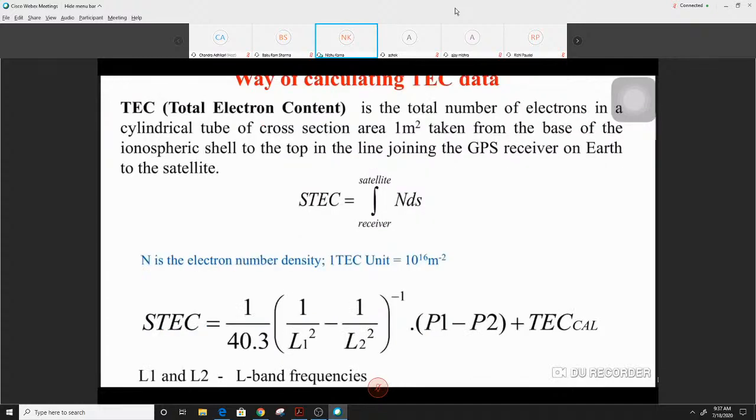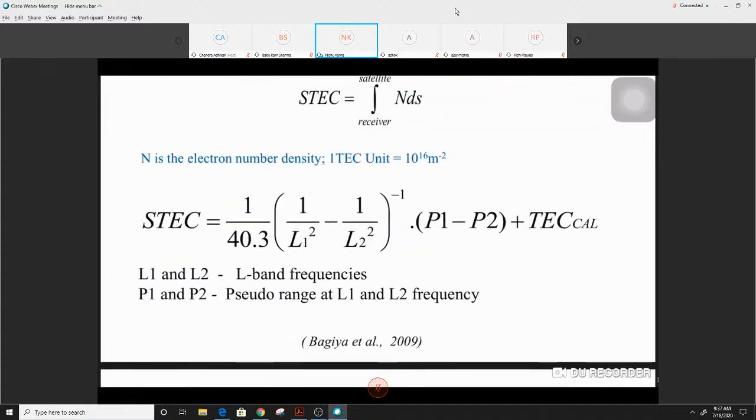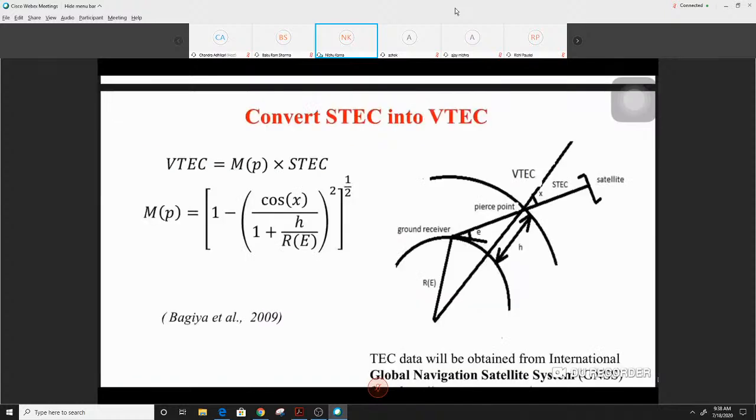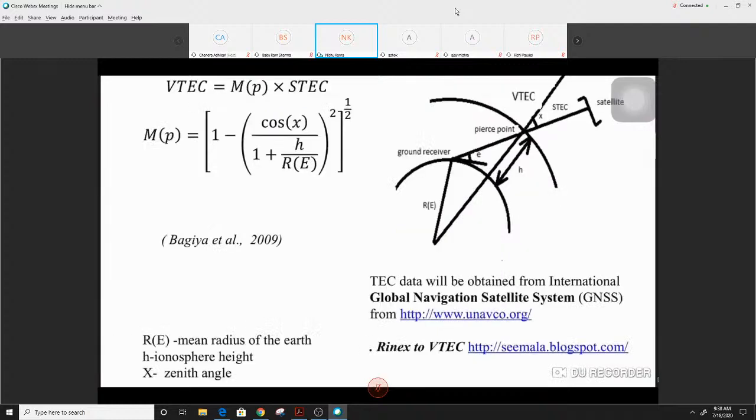This is the formula to find the slant total electron content, which is a function of the two L-band frequencies and the pseudo range of the L-band frequencies. To find the abnormal behaviors, we have to calculate the vertical total electron content. This vertical total electron content is a function of latitude, longitude, and local time. So this slant total electron content is converted into vertical total electron content by using the mapping function as shown in the geometry. The TEC data is obtained from the International GNSS Service site, and we convert this data into vertical total electron content by using the GOPCON software.